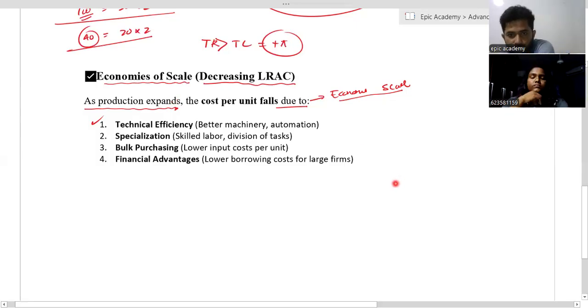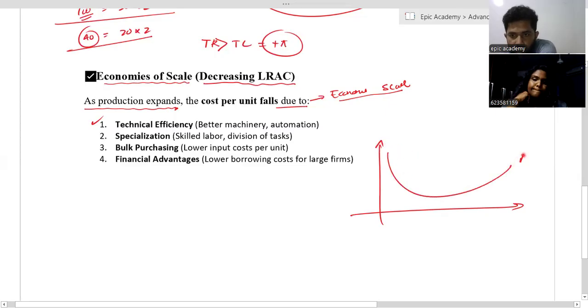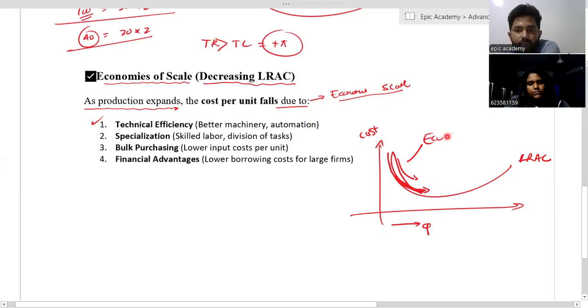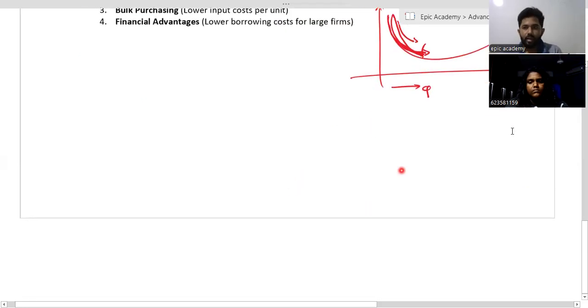Economies of scale. As an example, if you discuss this one, this time I mean reduce the average cost. When you increase the quantity, this is the cost. Average cost is reducing. This is the time period where we can earn economies of scale. That part was already discussed here. Okay, right. And next one.